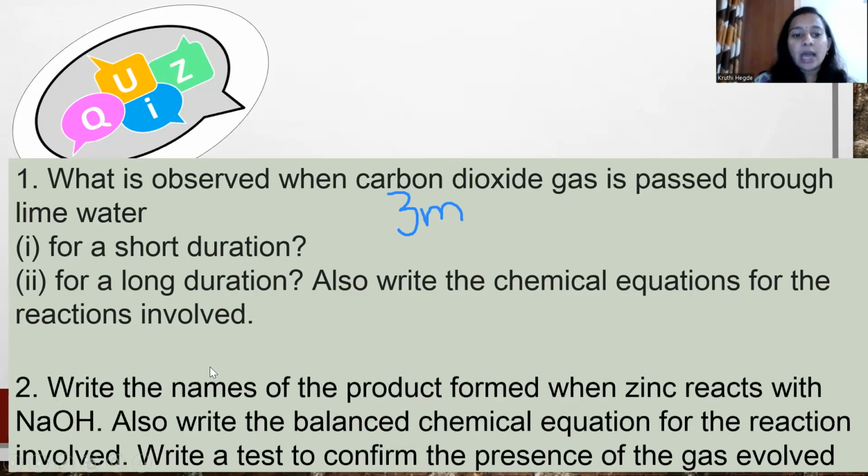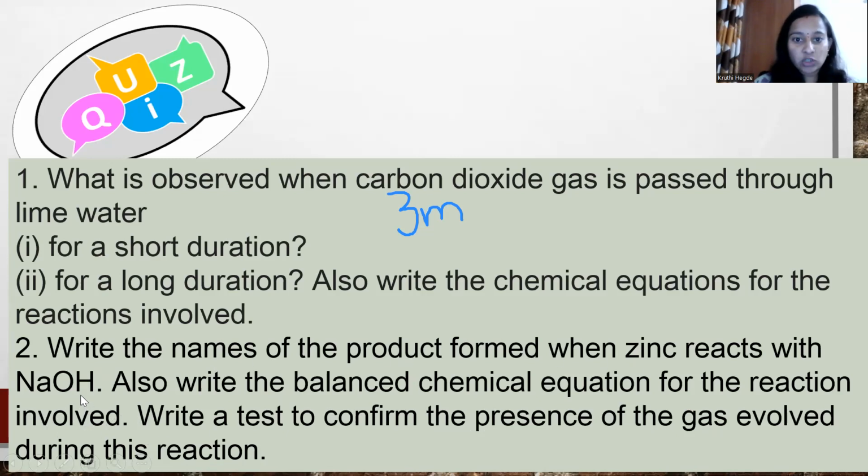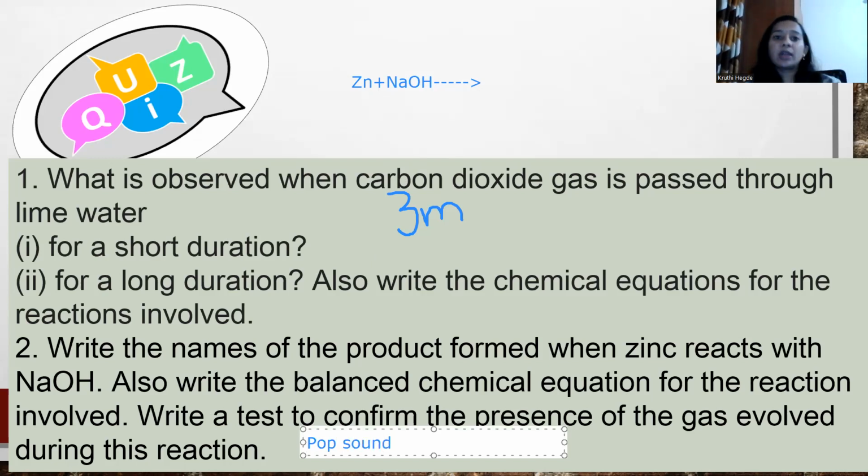Okay, next one. Write the name of the product formed when zinc reacts with NaOH. Zn plus NaOH. Sodium zincate is formed; its formula must be remembered. Also write the balanced chemical equation for the reaction involved. Write a test to confirm the presence of the gas evolved during this reaction. Hydrogen gas is released along with sodium zincate. How do we test it? With the test for hydrogen gas. It is the pop sound test, where we bring a burning matchstick or burning candle, which puts off with a pop sound.